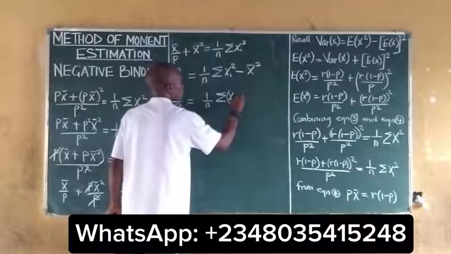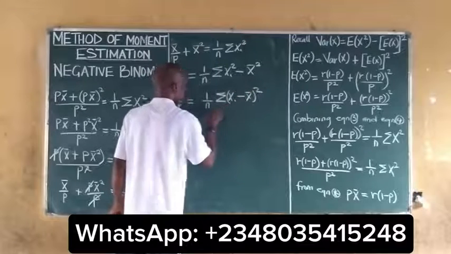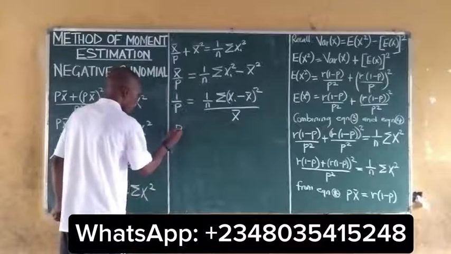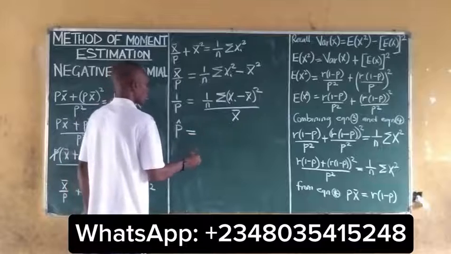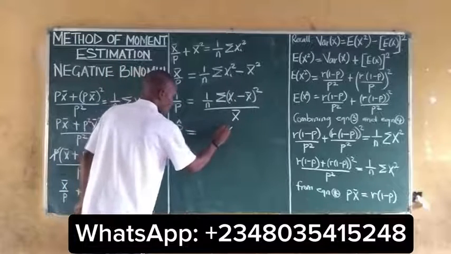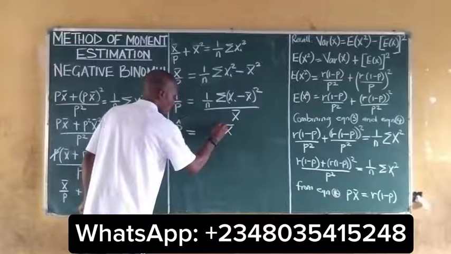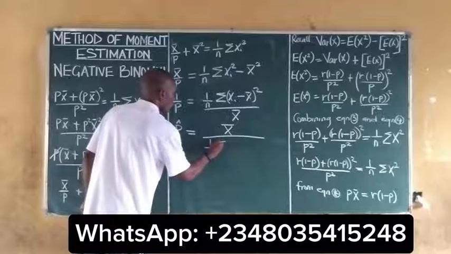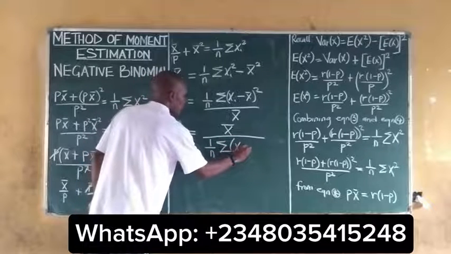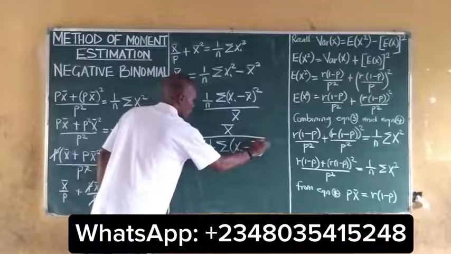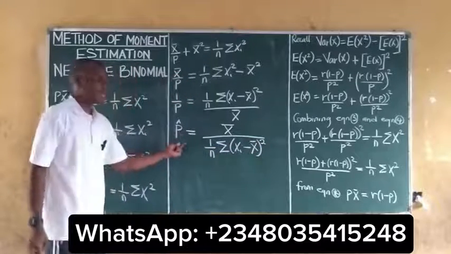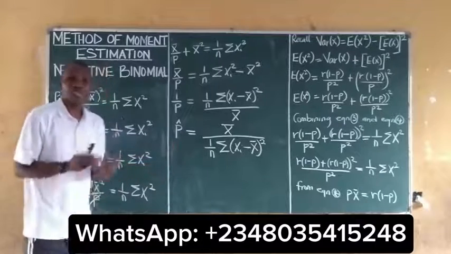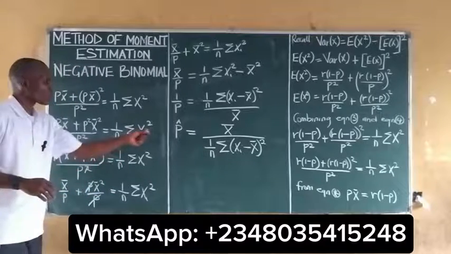So 1 all over P can be equal to 1 all over N summation of Xi squared minus X bar all squared, all over X bar. It then means that our P estimate is equal to X bar all over 1 all over N summation of Xi minus X bar all squared. So we have succeeded in estimating P. So this is the P estimate for method of moment for the negative binomial.